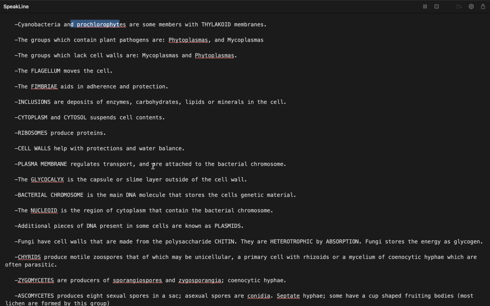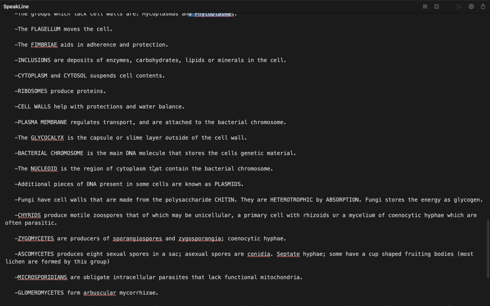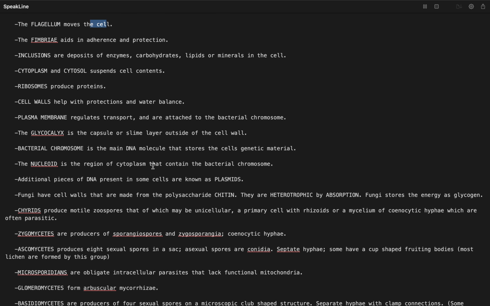Cyanobacteria and prochlorophytes are some members with thylakoid membranes. The groups which contain plant pathogens are Phytoplasmas and Mycoplasmas. The groups which lack cell walls are Mycoplasmas and Phytoplasmas. The flagellum moves the cell. The fimbriae aid in adherence and protection.